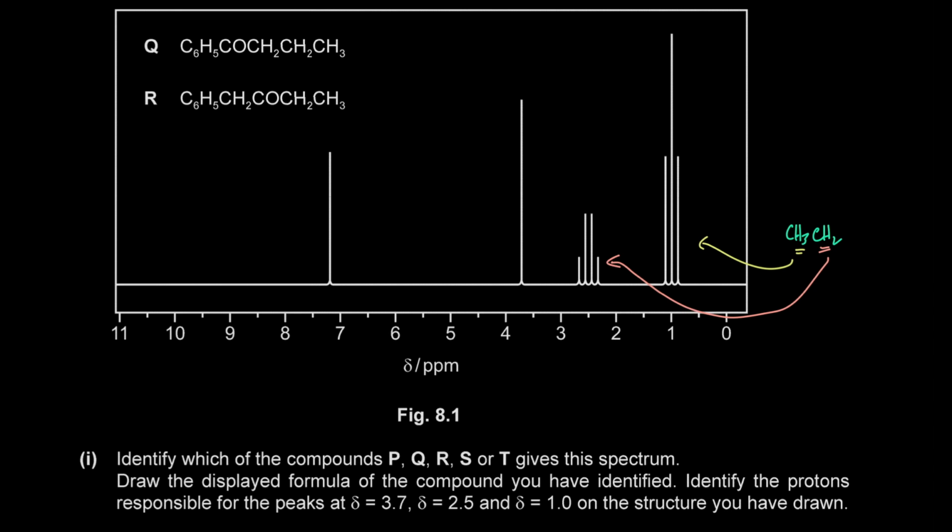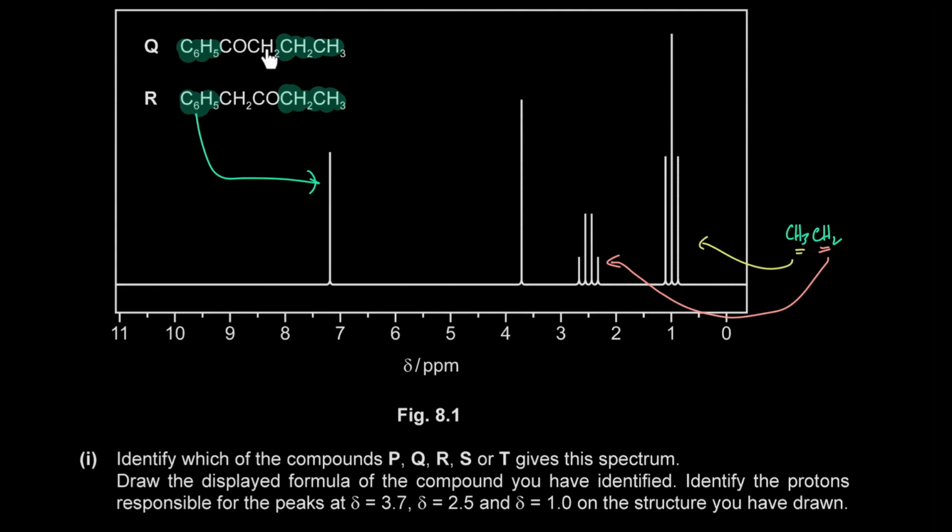Now over here, the question has told us that the peak at 7.2 is because of the benzene protons, those are the C6H5 over here. That's the peak at 7.2. And this other peak over here that's left, we've already identified that we have a CH3, CH2 in both, but this peak over here is a singlet, so it's not being split.